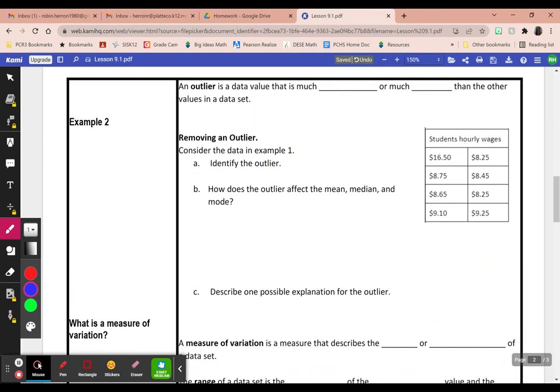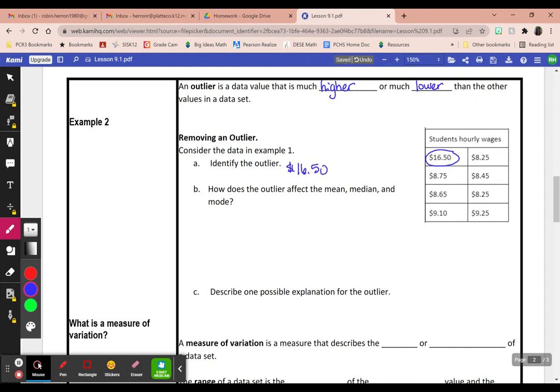We're going to talk about outliers, okay? And an outlier, which you should remember from your junior high days or your middle school days, is a data value that is much higher or much lower than the other values in the data set. So in the data we just talked about with the hourly wages, the outlier here would be 16.50 because it's a lot higher than everything else that's in there, right? So 16.50 would be our outlier.